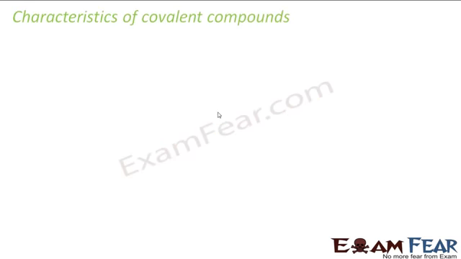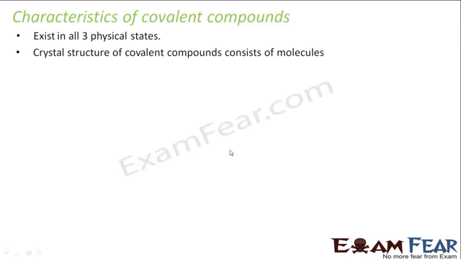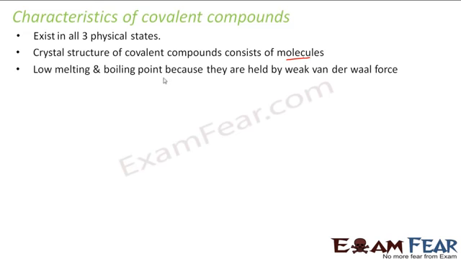Let's discuss the characteristics of covalent compounds. In ionic compounds, we saw that they exist mostly in solid state, but covalent compounds exist in all three physical states. The crystal structure of a covalent compound consists of molecules. They have low melting and boiling points because they are held by weak van der Waals forces, and we'll explain this van der Waals force in the next chapter.